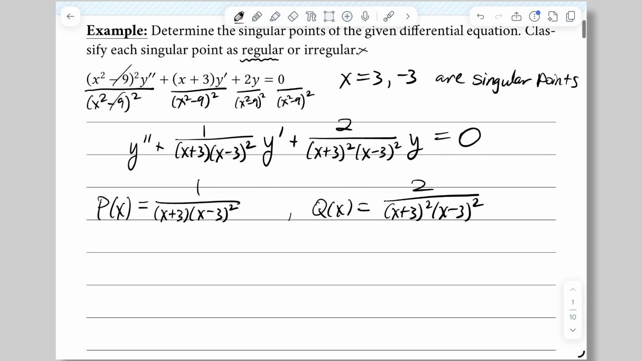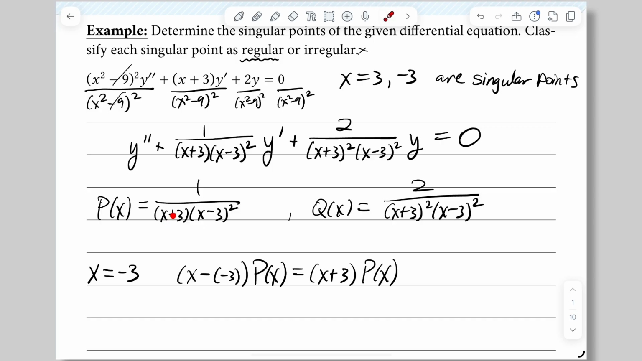Now what's about to happen is a little bit weird. First, we're going to consider the singular point x equals negative 3. We have that as a singular point because x plus 3 was a factor of the coefficient function of the y double prime term. We're going to set up an expression here, x minus that value, negative 3, times p of x. Of course, that means we have x plus 3 times p of x. Since p of x has one factor of x plus 3 in the denominator, the result is 1 over (x minus 3) squared.